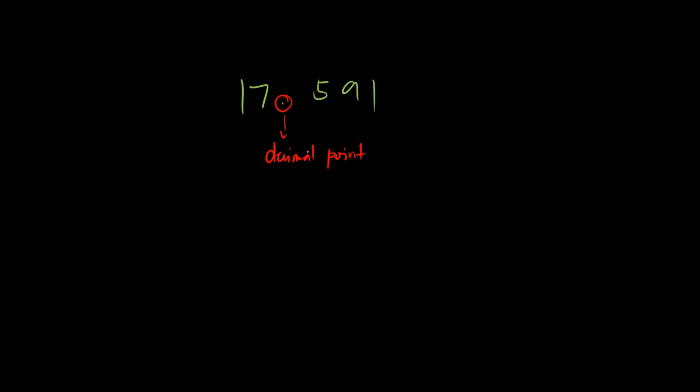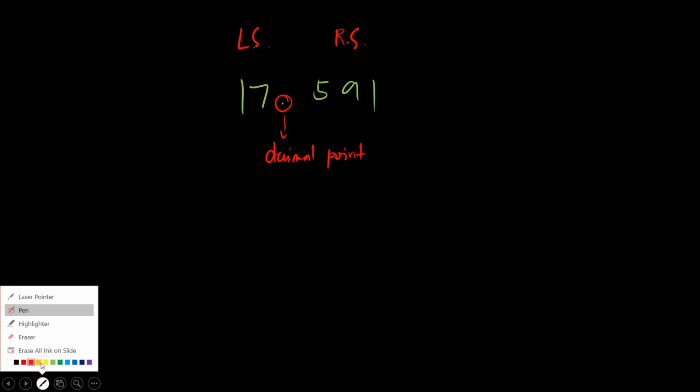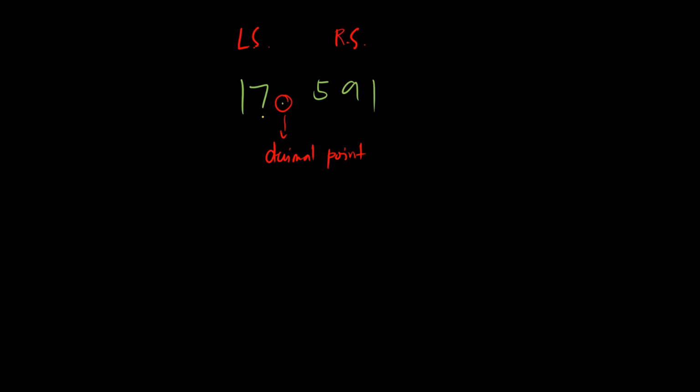So in the decimal number, we have two sides. We have the left side and we have the right side. Let's talk about first the left side. Here, 7 is the ones place. The 1 is the tens place. While on the right side, the 5 is 1 over tens. The 9 is 1 over 100, hundredths.